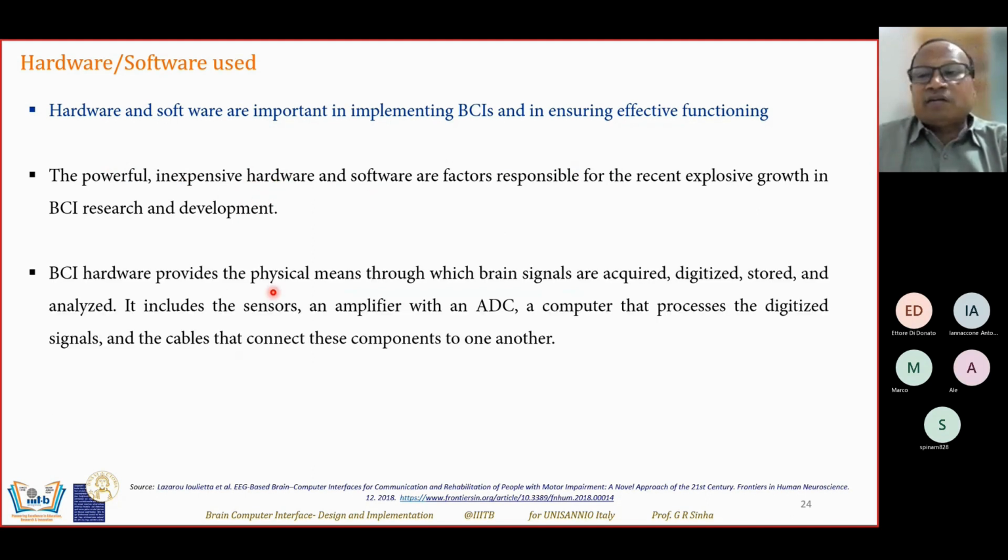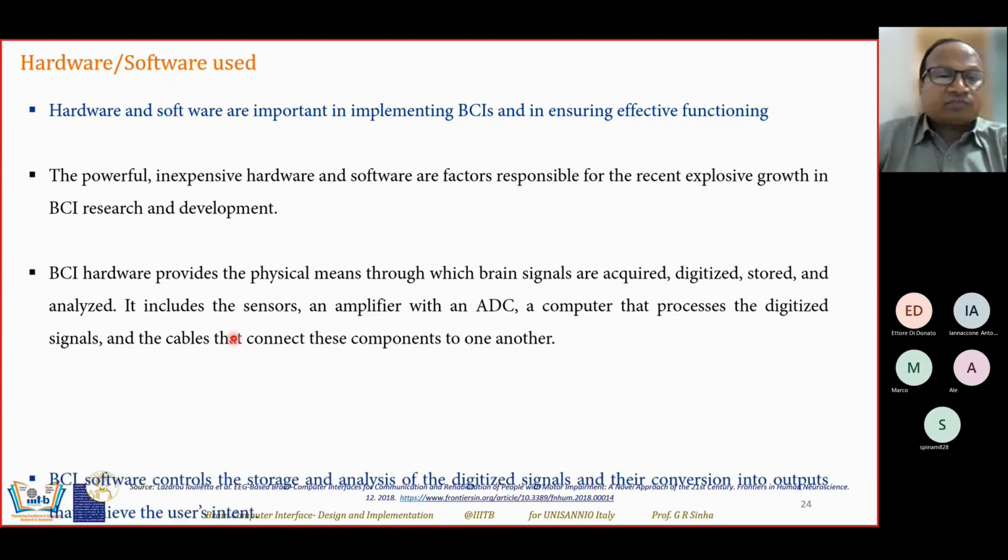As well as the software interface, you can connect with your computer and laptop and bring the signal and analyze. So hardware provides the physical means. No need to explain how the brain signals are acquired, how they are digitized, how they are stored, how they're analyzed. For all these things, some hardware will be needed. It also includes a number of sensors, amplifiers, analog to digital converters, computing devices, your laptop, computer, and the processes that digitize the signal. Cables are also part of hardware.